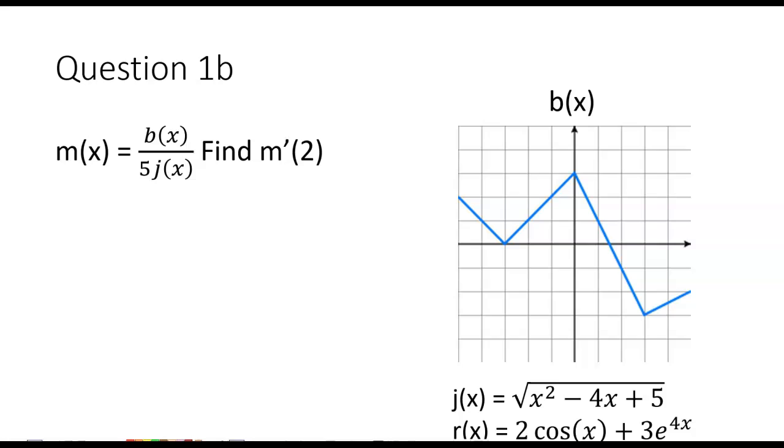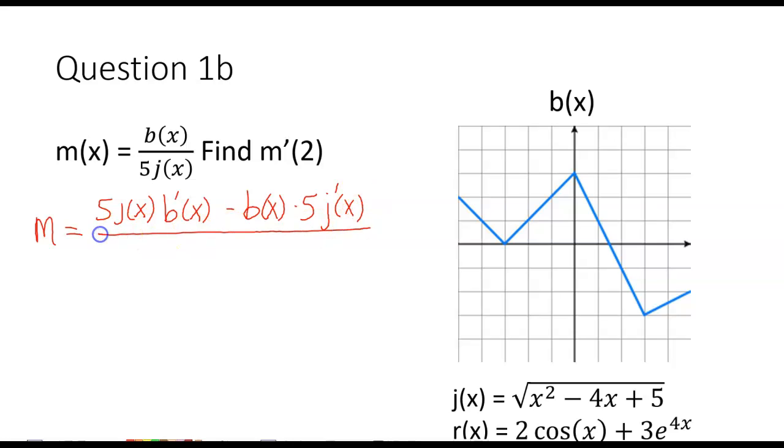All right. Let's go ahead and take a look at question 1b. Same given information, different function here. So now I'm telling you that m is equal to b over 5 times j. So we're going to use the quotient rule. Low, d high, minus high, d low, draw a line, square below.